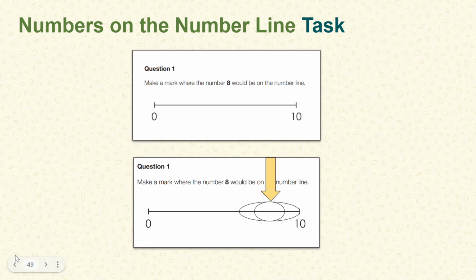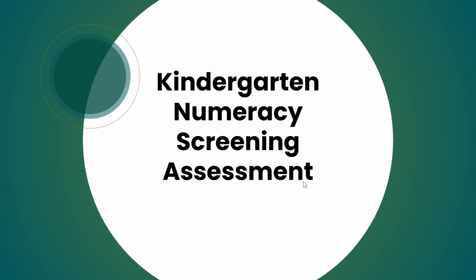So if the child places a line that happens to fall within the center circle, they're going to score 2 points. If it's within the wider circle or oval, they score 1 point. If it falls outside of either of those circles, they score a 0 for that item. And that takes us to the end of the numbers on a number line task.